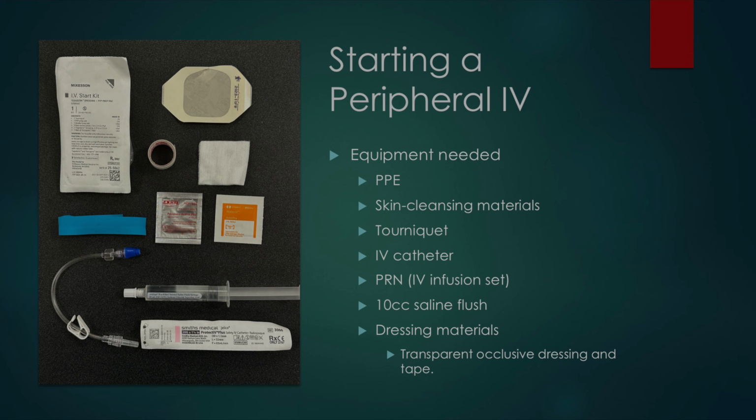Use a transparent occlusive dressing with tape to secure the catheter and protect the site. Occlusive dressings are especially important to prevent air from entering the system, which is critical when placing IVs in sites such as the external jugular vein.